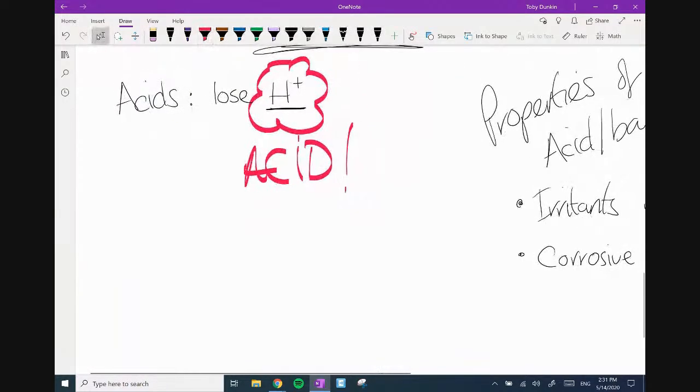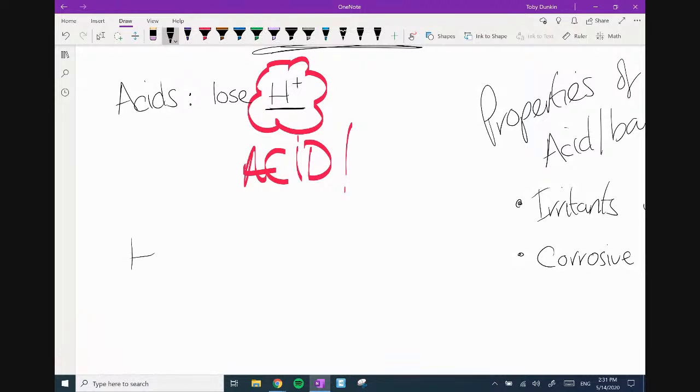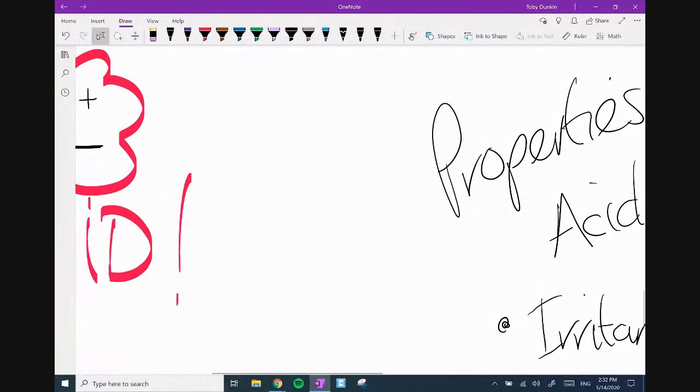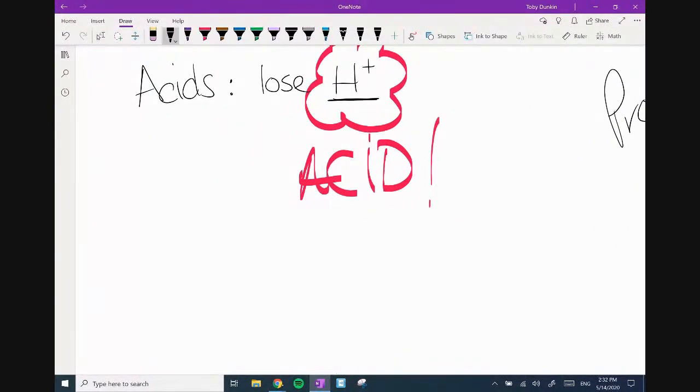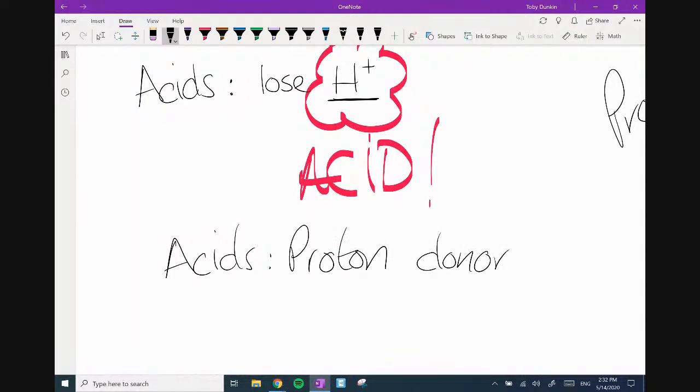Let's look at HCl then. When HCl reacts with a base, what it's actually doing is giving away H+ to it. How would bases be defined? We say bases gain H+, but the more important bit, which I want you to write down, is that acids are proton donors. They give away H+.